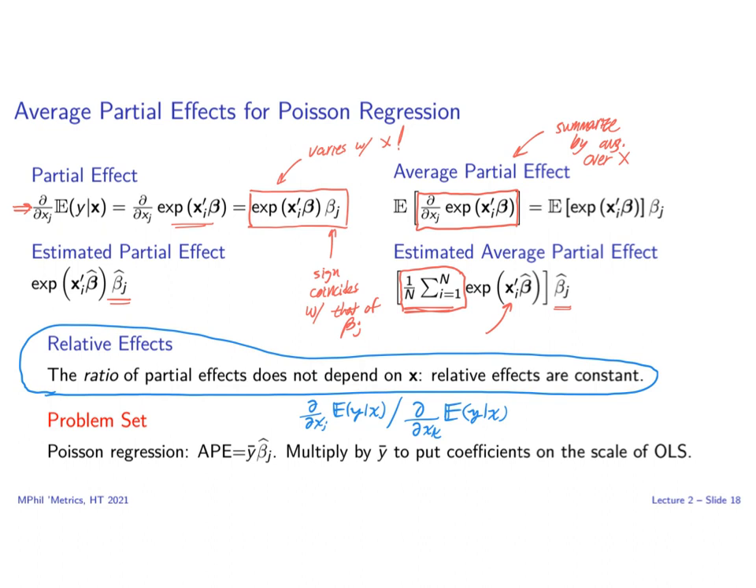You'll also show that this implies that in order to compare the coefficients of a Poisson regression to the coefficients of an OLS regression carried out using the same data, we need to multiply by y bar to get the scale right.